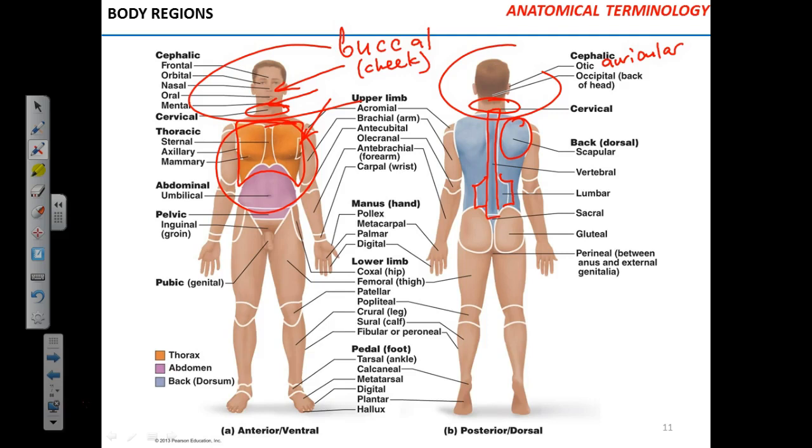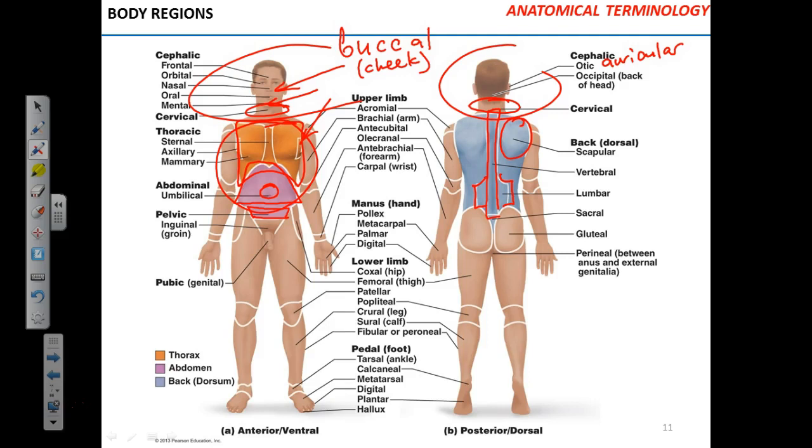Oh, no, not yet. You have abdominal. It's your tummy. Okay. Umbilical region is your belly button. And then inferior to abdominal, you have pelvic. You can think of pelvic, that's where your urinary bladder is. You feel it being full when you want to pee.